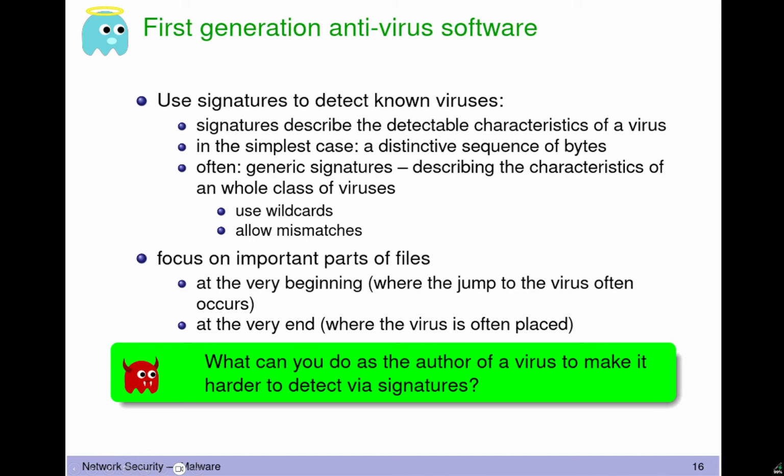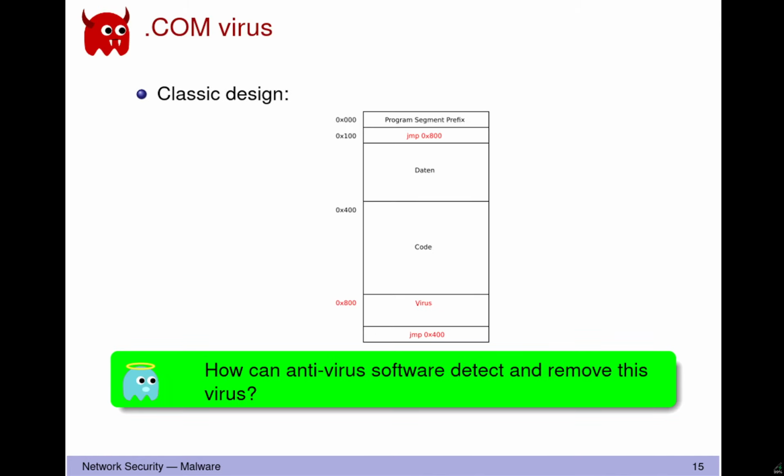So often very generic signatures, describing characteristics of whole classes of viruses using wildcards, allowing mismatches, and so on. Basically, they focus on important parts of the files at the very beginning. If we focus on the first jumps, then we could, for example, identify the modification that we had in the previous example, or at the very end. Also here, the virus was at the end, and the first jump was the relevant part.